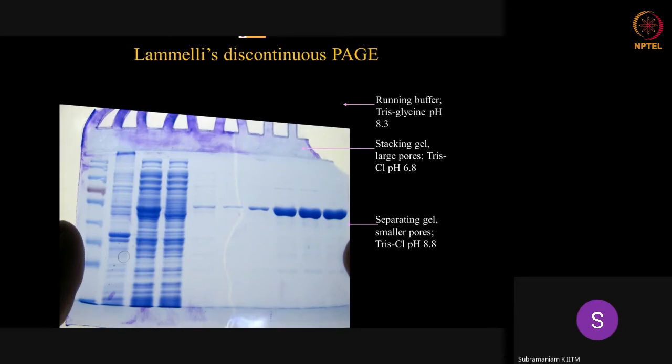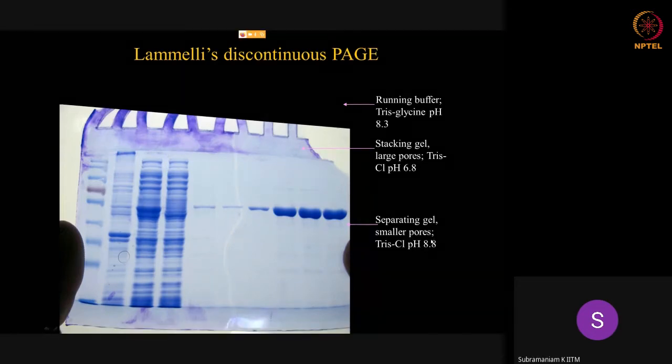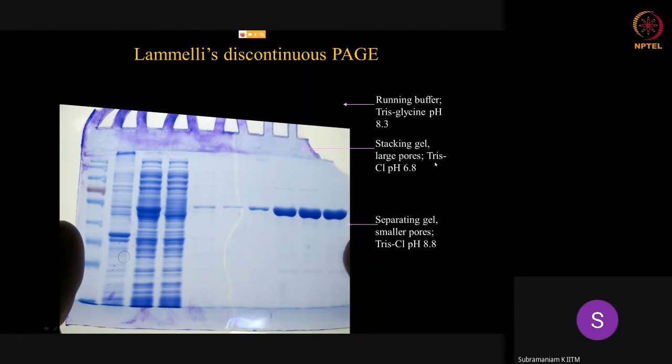In addition, here the acrylamide and bisacrylamide I mixed in a buffer which had a pH of 8.8. Okay, it's a higher pH. And here I have used a lower pH, 6.8. So there is a discontinuity in the proton concentration, hydrogen ion concentration as well. And the buffer used for making these two gels is TRIS-HCl. Okay, TRIS is the base and HCl is the acid group here. So we simply call it TRIS-Cl, TRIS chloride or TRIS-HCl or whatever.